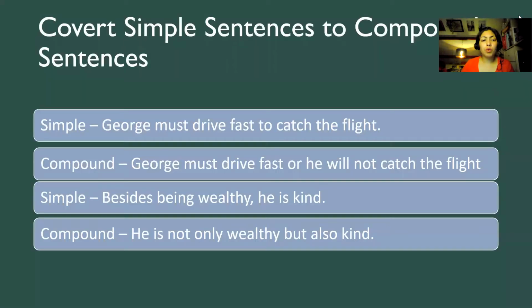So what we did here is George must drive fast to catch the flight. What we have done is we have used a coordinating conjunction, or, and we have enlarged the phrase to catch to make two coordinate clauses. George must drive fast. See if they're independent clauses. George must drive fast. If we take this part out of the sentence, it forms a complete sentence, a complete thought. He will not catch the flight is also a complete thought. So remember, when you convert a simple sentence to a compound sentence, you must have two independent clauses.